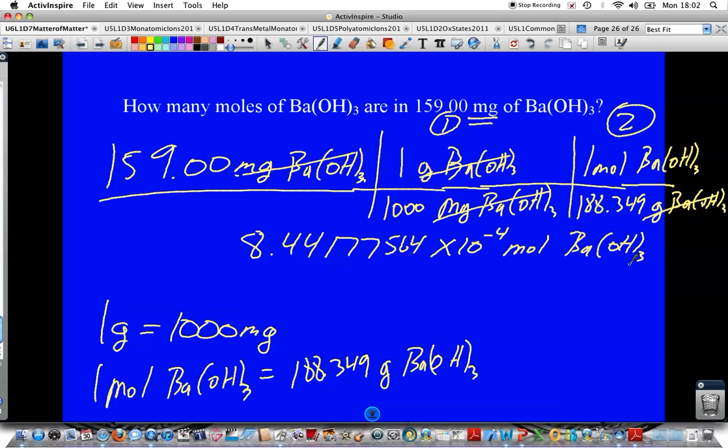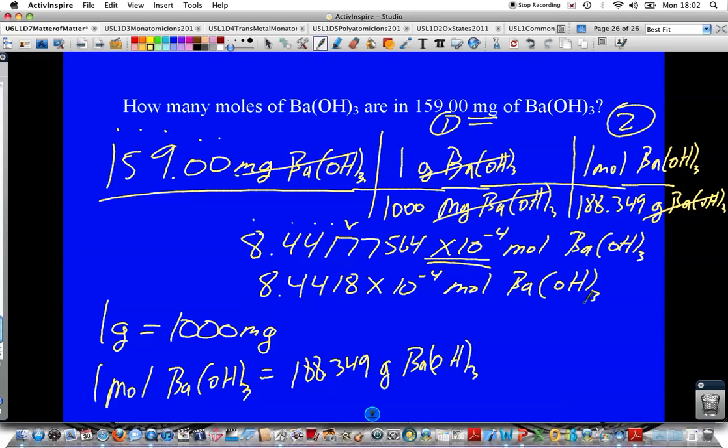So I'm going to round that. The 159.00 has 1, 2, 3, 4, 5 sig figs. Those are trailing zeros with a decimal point, so they count. My molar mass has 6 sig figs. So I have 5 and 6, so the least number is 5, and I'm going to round it at the 5th sig fig, so it becomes 8.4418. Don't chop off the times 10 part. Times 10 to the minus 4th moles of barium hydroxide. And that's how you calculate the number of moles if you're given the mass.